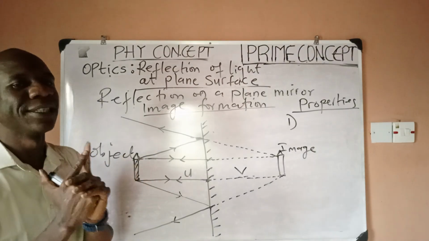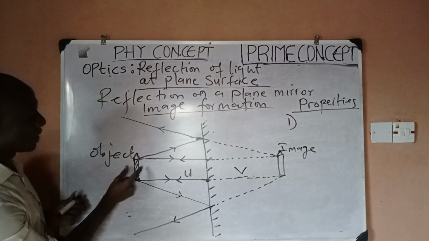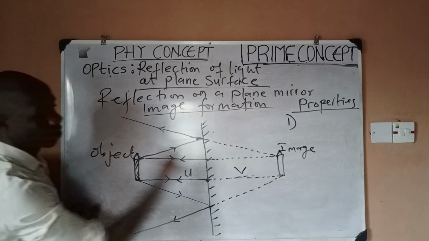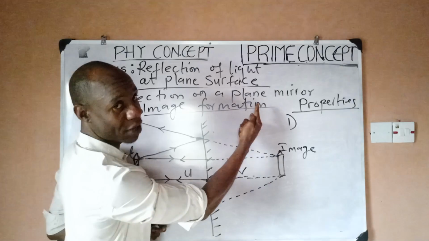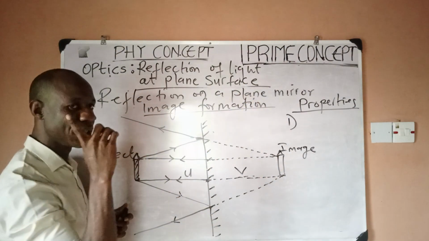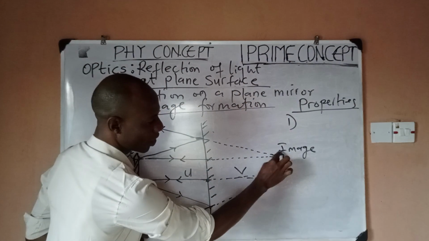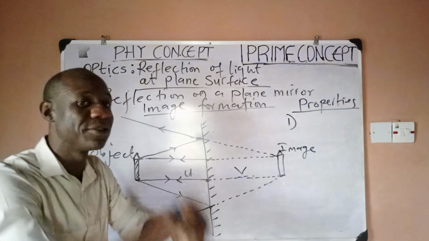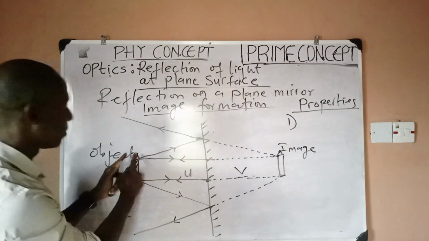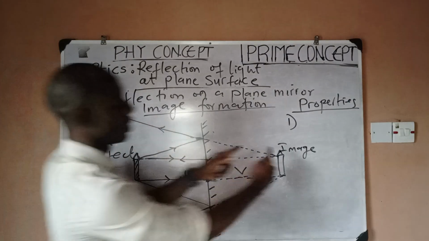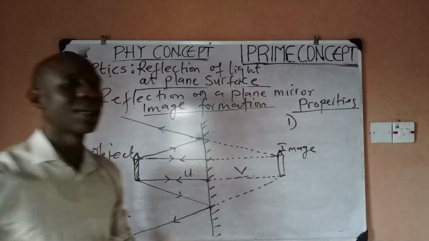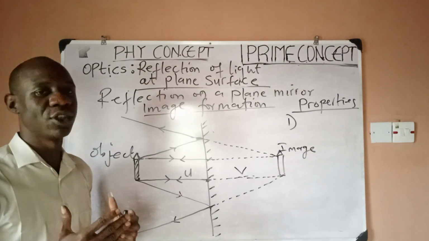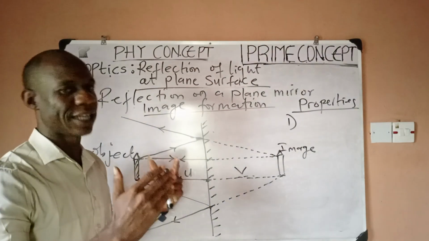So what do we mean by erect or upright? You can see that this object is standing and there's a pointed mouth facing up. So this pointed mouth is still facing up, right? So it means it is upright. Assuming that in this case, this pointed mouth is now facing down, you will simply say that the image is what? Inverted. But in this case, since the pointed mouth of the object is up, the pointed mouth of the image is up, then you can simply say that the image of a plane mirror is always going to be what? Erect, right? Or upright.